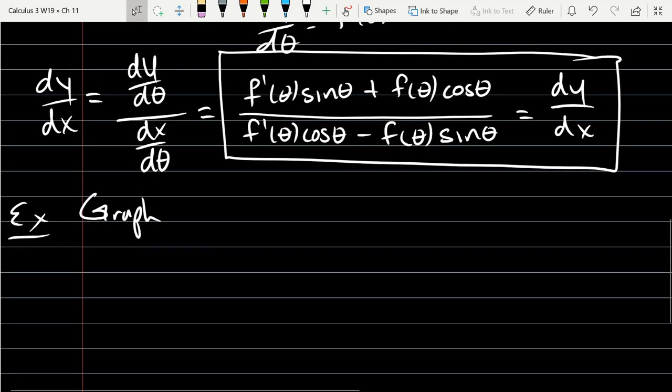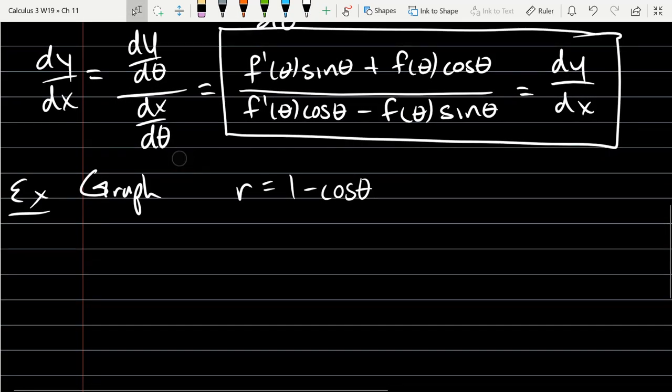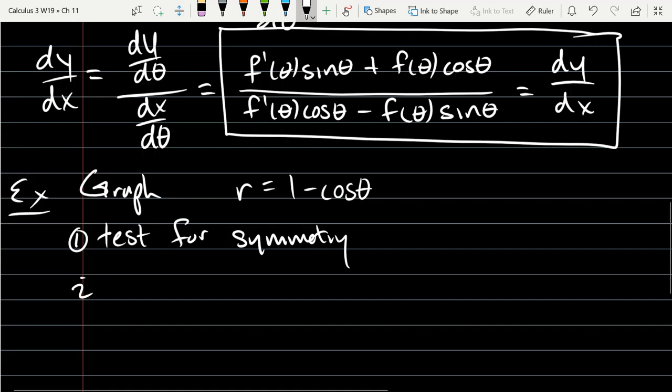All right, so we're gonna graph r equals 1 minus cos theta. Before we had turned these into rectangular coordinates and then graphed, we just went over all the symmetry. So let's first test for symmetry. And then make a table of values using what we know about symmetry.